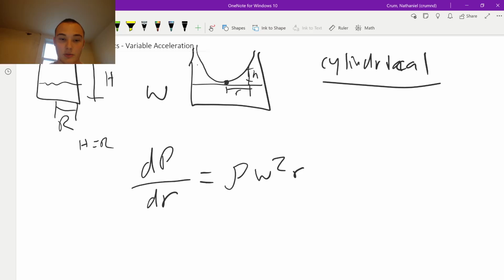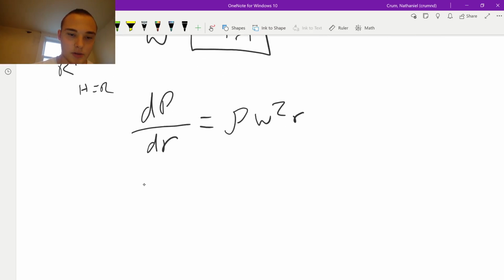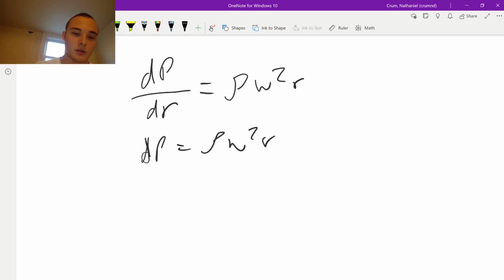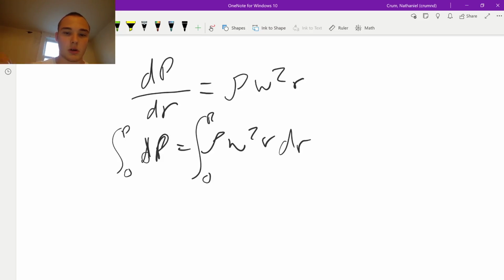So now once we have this, we can multiply dr on both sides. So we have dp equals rho omega squared r dr, and our rho is the density of whichever fluid we have in here, water, whatever it is. So now we can integrate on both sides. This side would be from 0 to p, and then we will make this side 0 to R, the radius of the container.